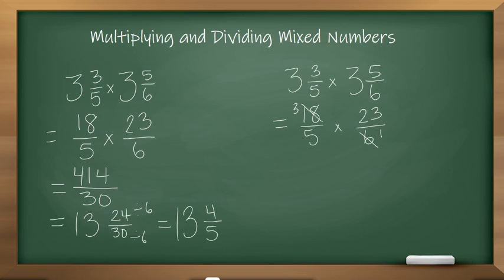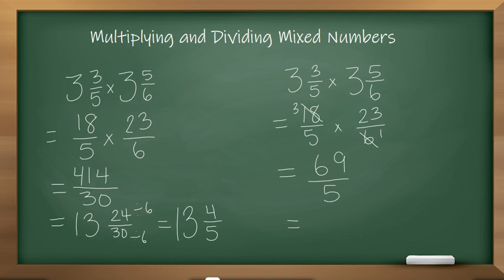But anyway, that leaves me now, instead of doing 18 fifths times 23 sixths, I'm just going to go 3 fifths times 23. So a little bit more manageable now, right? When I do 3 times 23, in my head I'd probably just go 3 groups of 20 gives me 60, and 3 groups of 3 gives me 9. So that's 69, and then 5 times 1 is just 5.